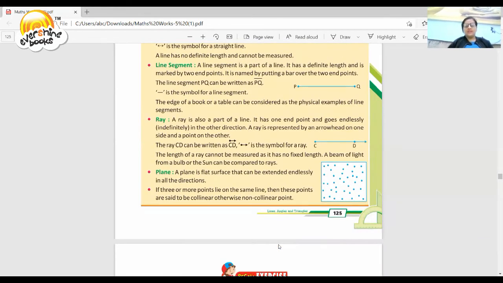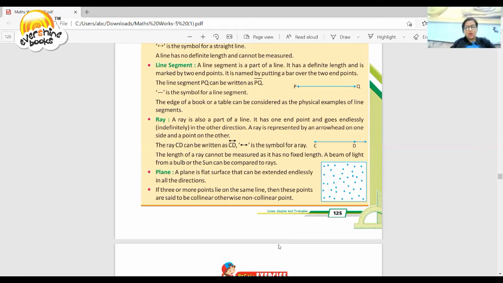Now, ray. What do you know? Sun rays. A ray is also a part of a line. It has one endpoint and goes endlessly in the other direction. A ray is represented by an arrowhead on one side only: a point on one side and an arrow on the other. Ray CD can be written as CD with an arrow above it. That is the symbol of a ray. The length of a ray cannot be measured as it has no fixed length. A beam of light from a bulb or the sun can be compared to rays.